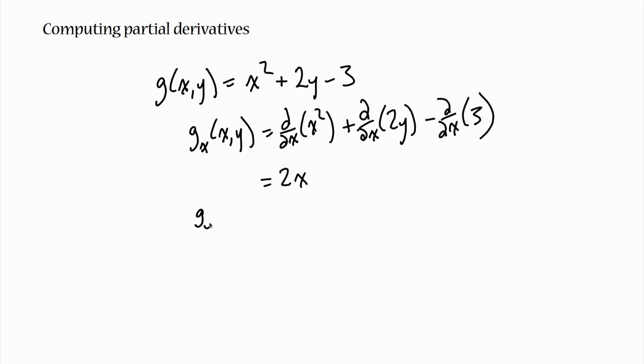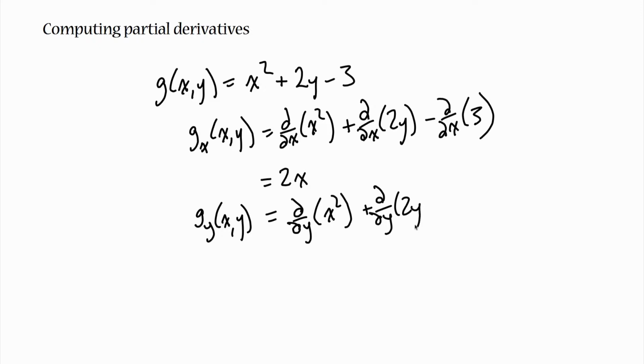So similarly, the partial derivative with respect to y is the derivative with respect to y of x squared plus the derivative with respect to y of 2y minus the derivative with respect to y of 3. Which again, that's a constant, so we just get 2.